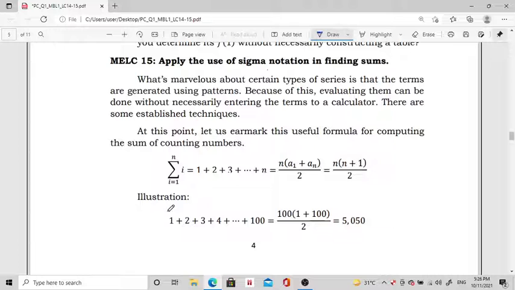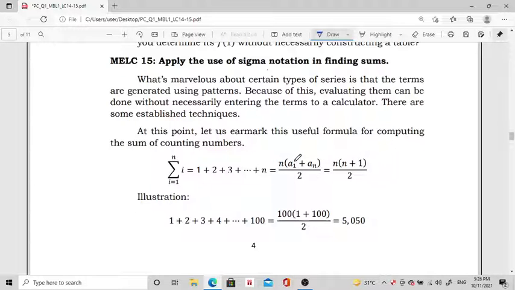Kasi nga naman, what if hinihingi sa atin na hanapin ang sum ng counting numbers, first 100 counting numbers, like 1, 2, 3 hanggang 100. Siyempre, kung iisa-isahin natin yan, na i-input sa calculator, di ba, ang tagal. But, meron tayong technique na pwedeng gamitin para mahanap yun. And that is, gagamitin natin itong formula for evaluating the sum of an arithmetic sequence.